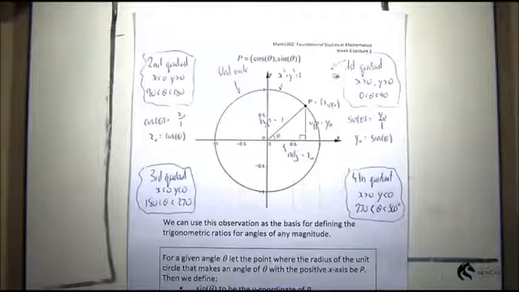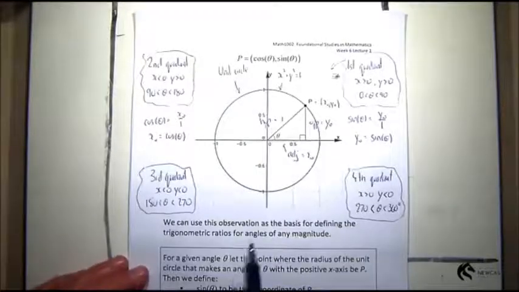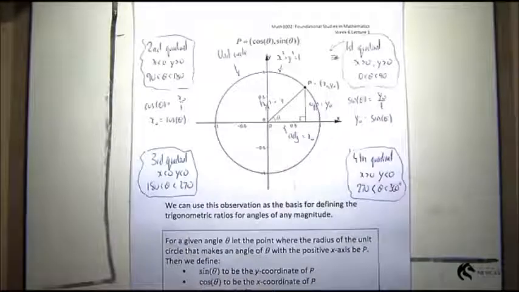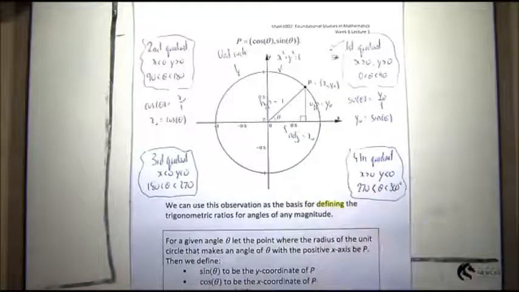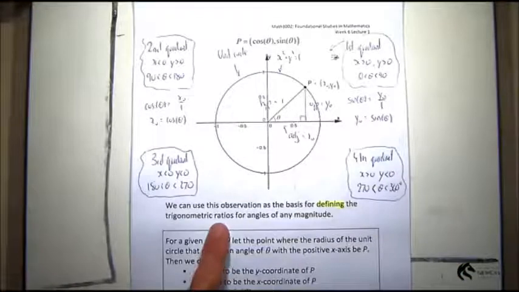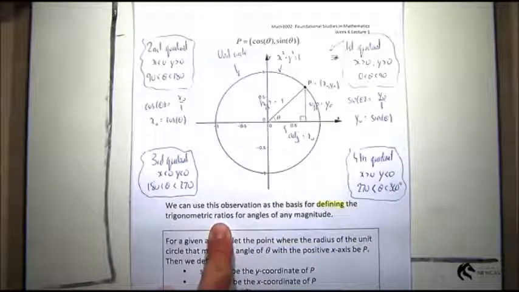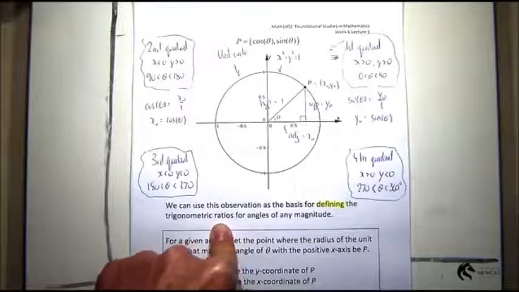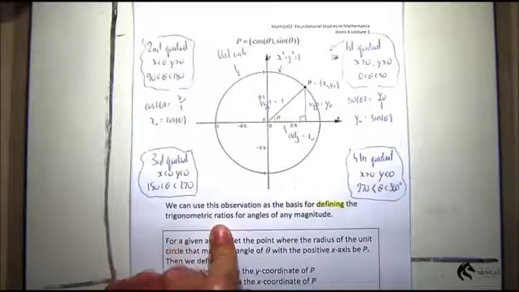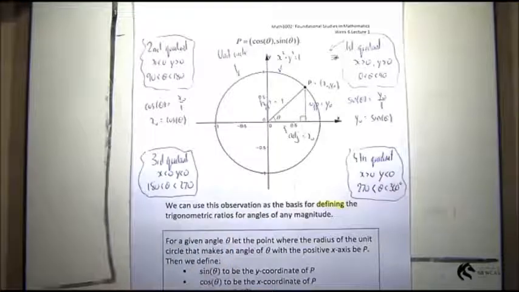Okay? So we can use this observation as the basis for defining, that's the important word there. We now say this is the very definition of sine theta and cos theta. So we can define the trigonometric ratios, now ratios is probably not quite the right word because we no longer have the triangles. But I'm going to continue to call them the ratios until I introduce the word function next lecture. So by defining the trigonometric ratios for angles of any magnitude.